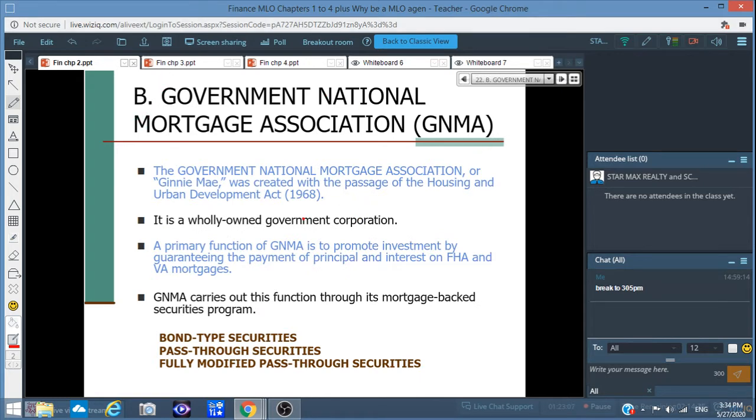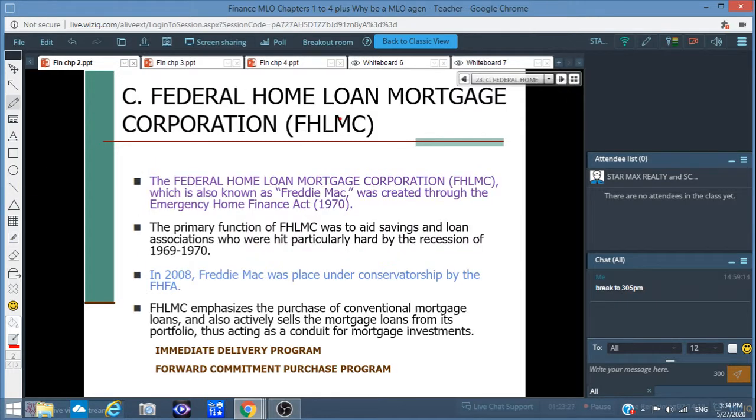Ginnie Mae, back in 1968, is owned by the federal government. Same thing, they buy mortgages. They create funds, bonds, etc., raise money and then buy. Federal Home Loan Mortgage, same thing, 1970. In '08, they got in trouble too, just like Fannie Mae. Right now it's under the conservatorship of FHFA. They do the same thing. They raise money and buy mortgages.